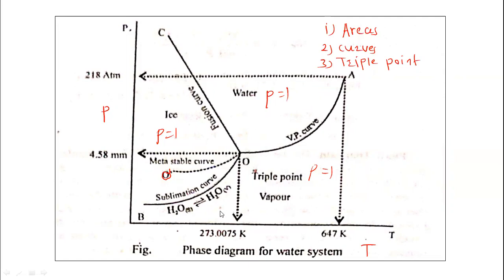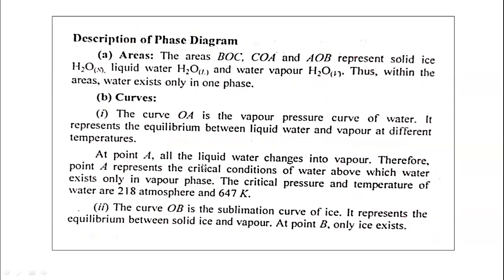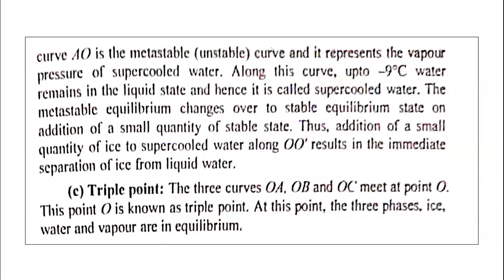Because you can see here, the temperature goes on decreasing. Up to -9 degrees centigrade, water exists in the liquid state, and liquid water is in equilibrium with the vapor water. So such water is called supercooled water, without converting into ice. There is no formation of ice here. Therefore, it is called a metastable state. Then the triple point is a very important one in the phase diagram.